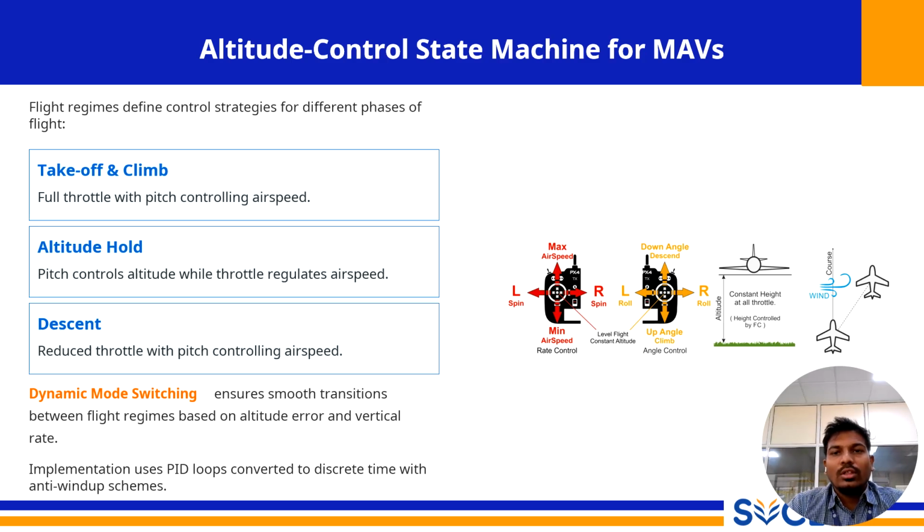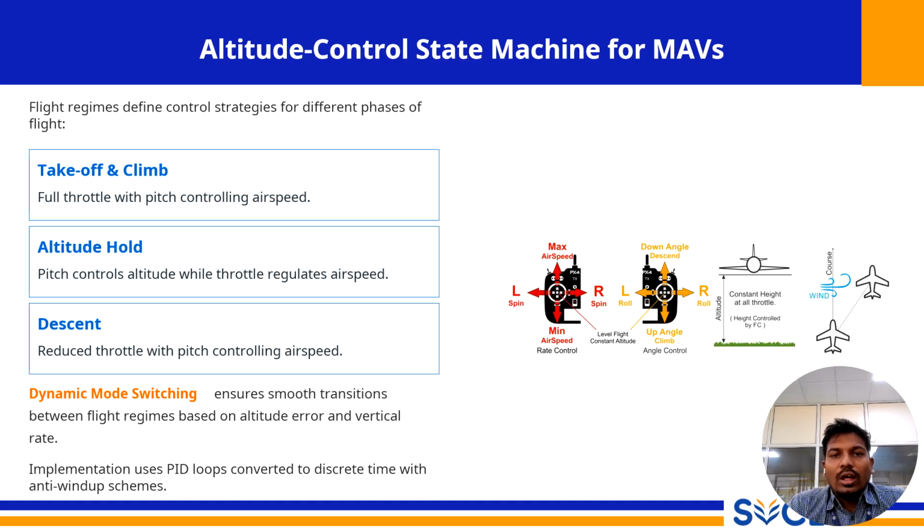The critical part of this design is managing the handoff between the different modes. Dynamic mode switching is logic that ensures smooth transitions between flight regimes. These transitions are typically triggered based on the altitude error and vertical rate. For example, as the MAV in the climb approaches its target altitude, the altitude error becomes small and the state machine will command a smooth transition into the altitude hold mode.